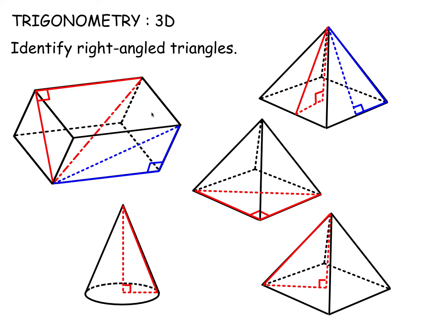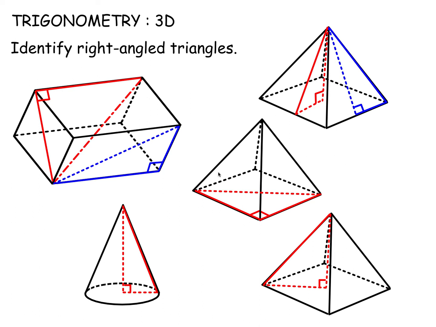The red line is a space diagonal, and together with a side and a face diagonal, it makes a right-angled triangle. In this square-based pyramid, the blue triangle has a face diagonal, a sloping side, and half a side, making a right-angled triangle. And in red, it's got a face diagonal, the solid red line, a height, the dotted red line, and half a side, or equivalent to half a side, the dotted line here.